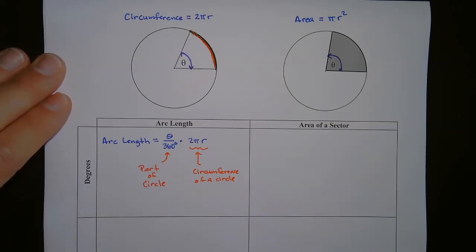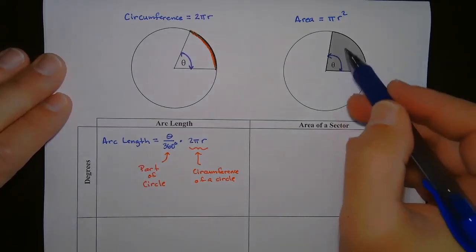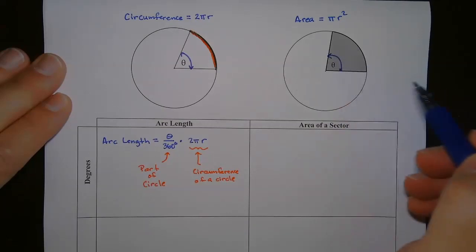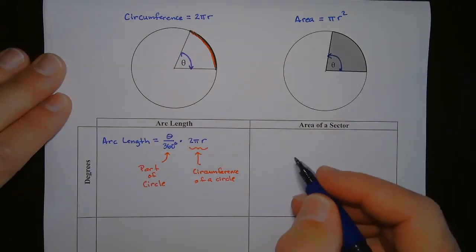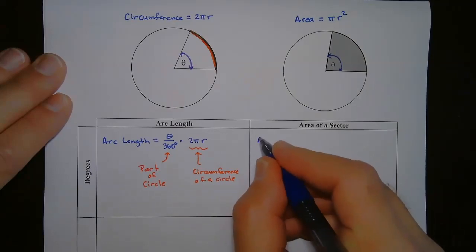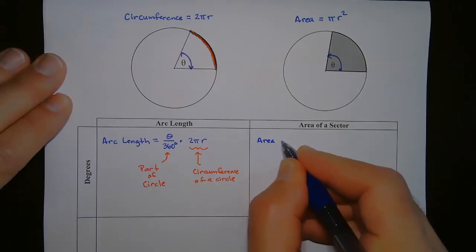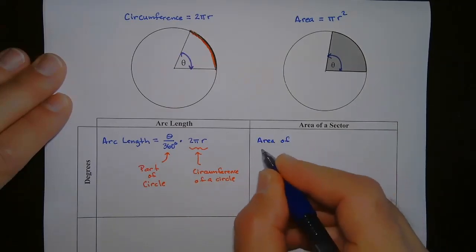Okay, for the area of the sector, this gray area, how much area do you have there? It's really done the same way. So the area of a sector, the idea is the same.